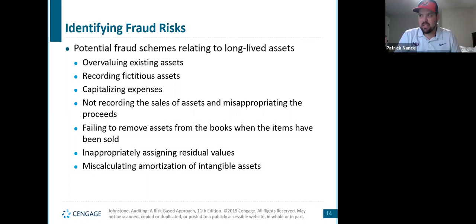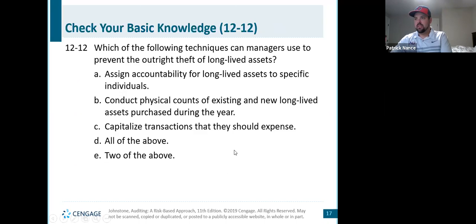Not recording the sales of assets and misappropriating the proceeds. So not recording the fact that I sold it, and most likely we're talking about misappropriating the proceeds. We're talking about making it look like a sale, like a revenue, versus it being a gain or loss on disposal, because they're different and they look different on your financial statements. Inappropriately assigning residual values, estimating too high or too low, either way. Miscalculation of the amortization of intangible assets. Those are several of the fraud risks.